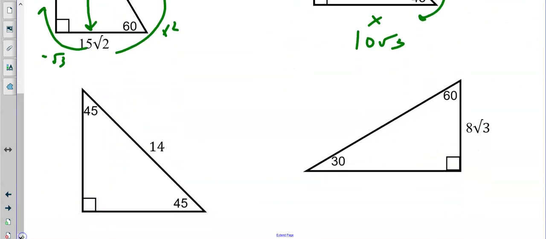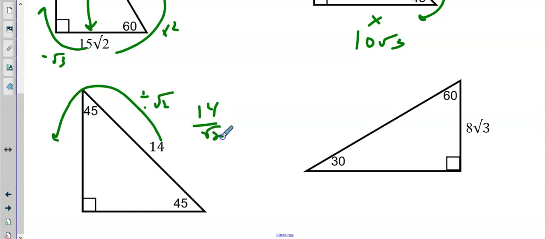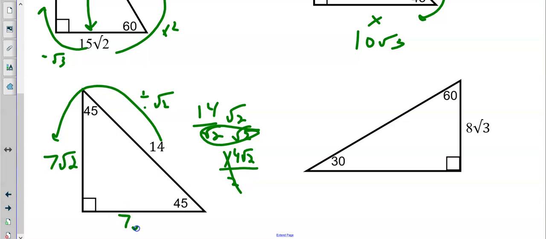2 more. 45, 45, 90. I'm going from here to here. I'm getting smaller, and the magic number is radical 2. So I simply do 14 divided by radical 2. I do have to rationalize here because there's no radical. So that gives me 14 radical 2 over 2. That simplifies to 7 radical 2.